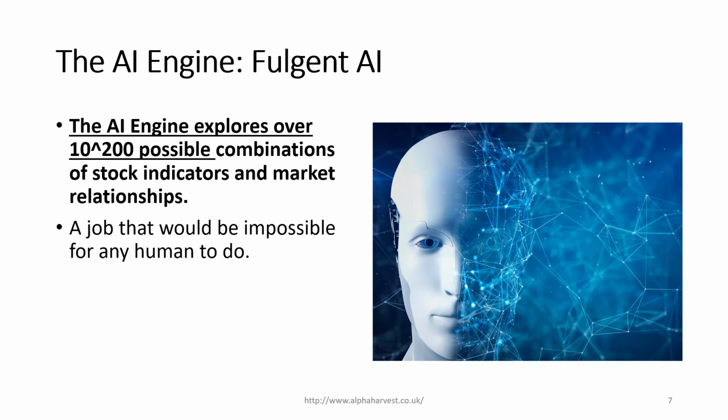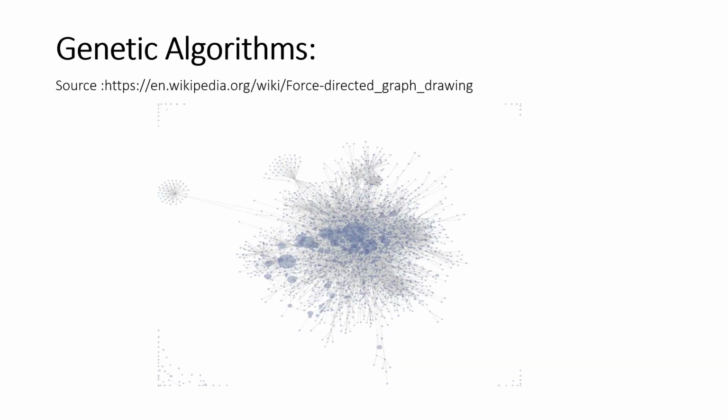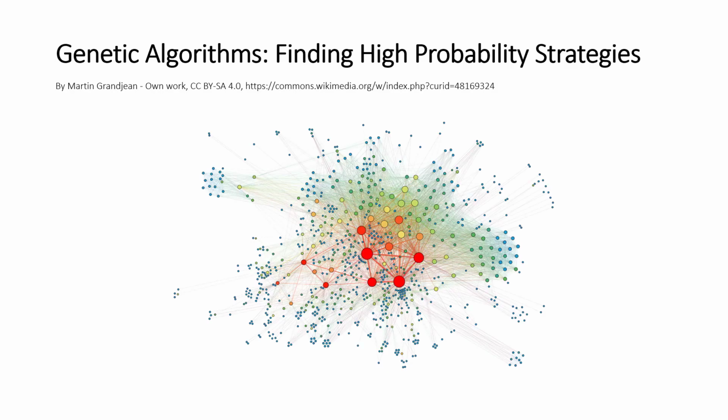Now, the tip of the iceberg explanation of how the AI works. The AI does 10 to the power of 200 different possible combinations of stock market indicators and market relationships using neural networks, genetic algorithm, and fuzzy logic. That means we've taken all available technical indicators, tested them with all available settings, and we've identified those that always lead to high probability, consistently profitable trades.